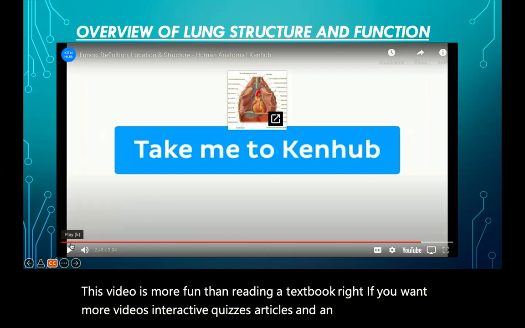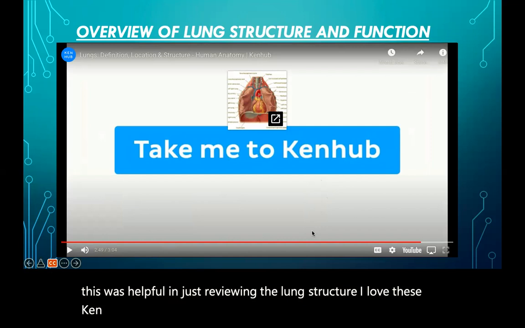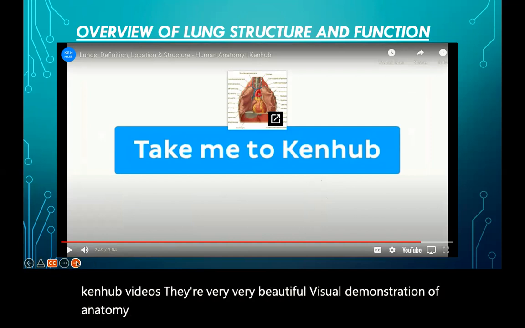So hopefully this was helpful in just reviewing the lung structure. I love these Ken Hub videos. They're very, very beautiful visual demonstrations of anatomy and physiology.